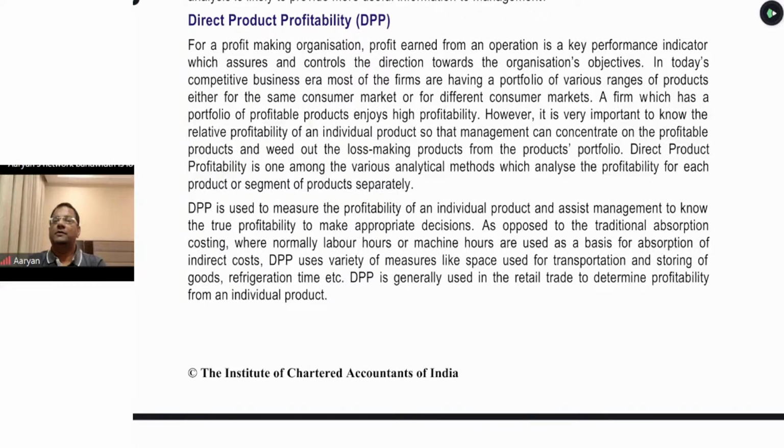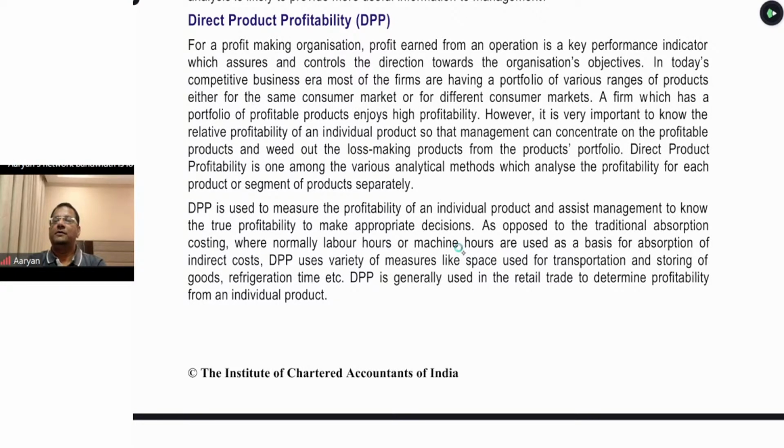Now, third point: how to compute DPP? There are 3 steps whenever we have to compute the direct product profitability.